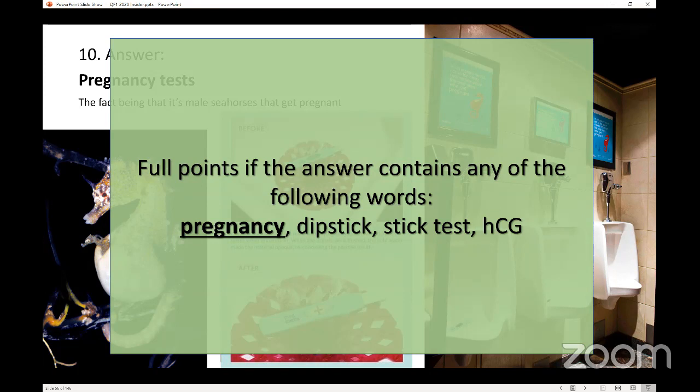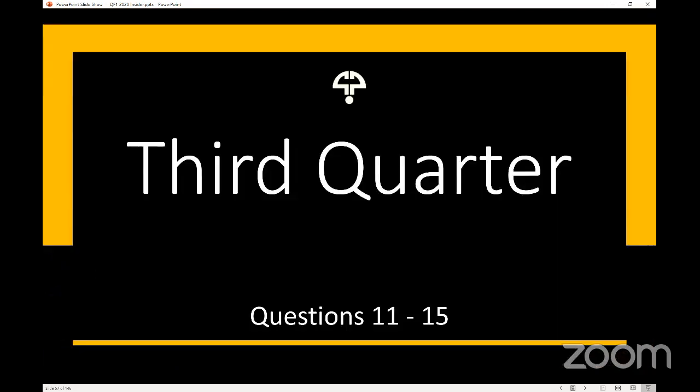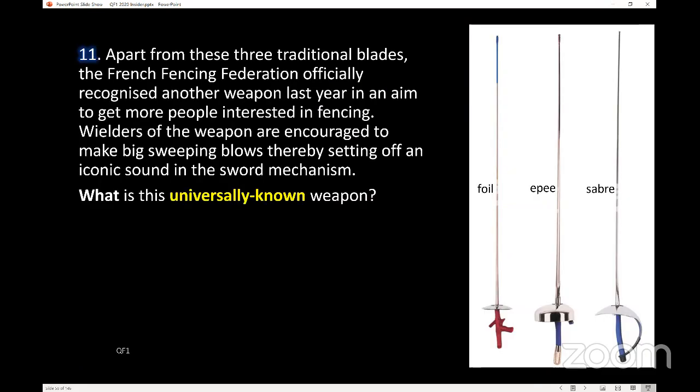All right. We are doing good on time, so let's quickly go to the third quarter. Apart from these three traditional blades, the foil, epee, and the sabre, the French Fencing Federation officially recognized another weapon last year in an aim to get more people interested in fencing. Wielders of the weapon are encouraged to make big sweeping blows, thereby setting off an iconic sound in the sword mechanism. So what is this universally known weapon?